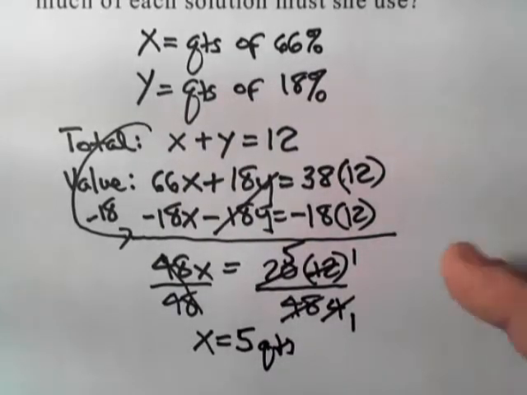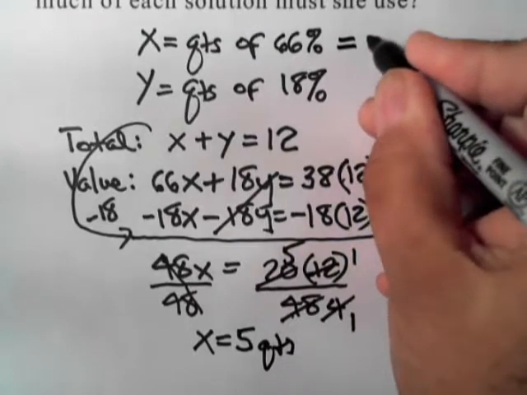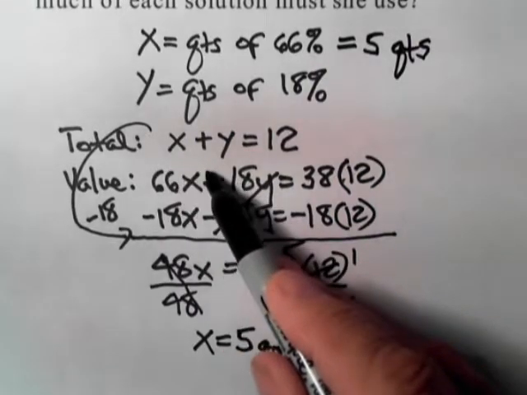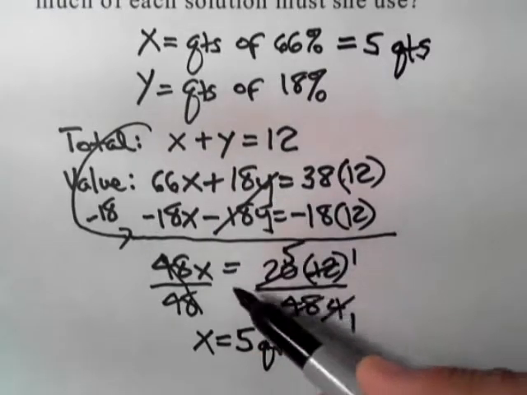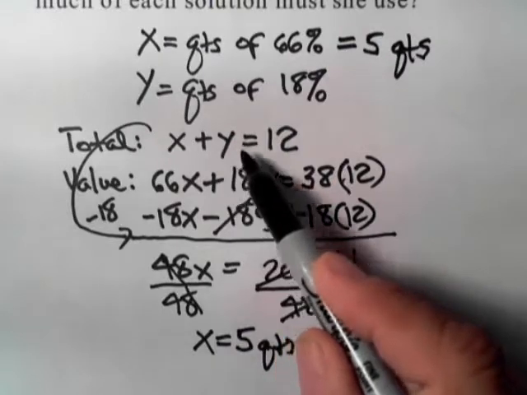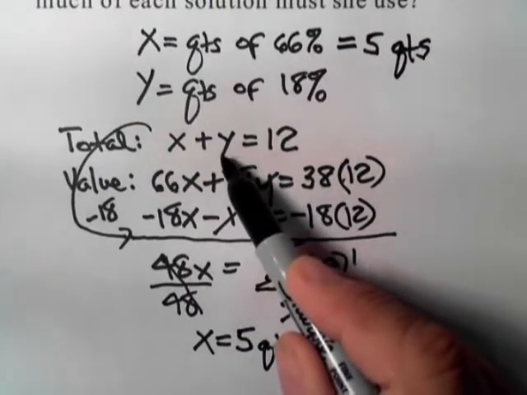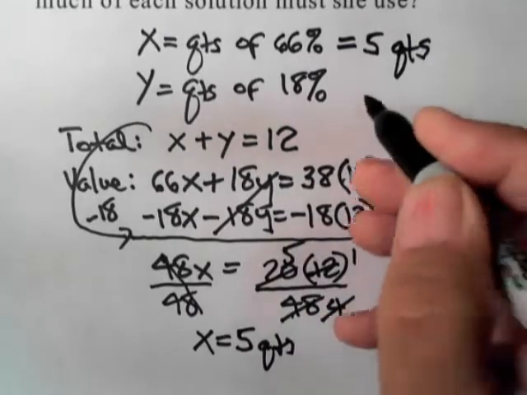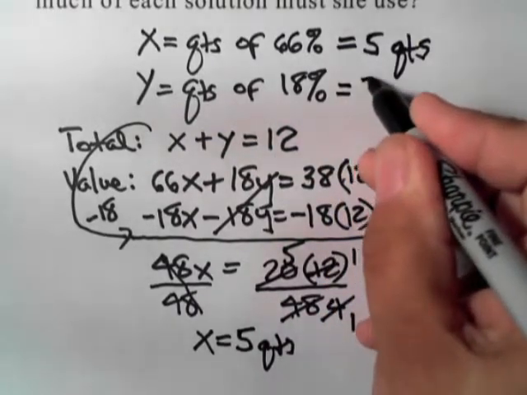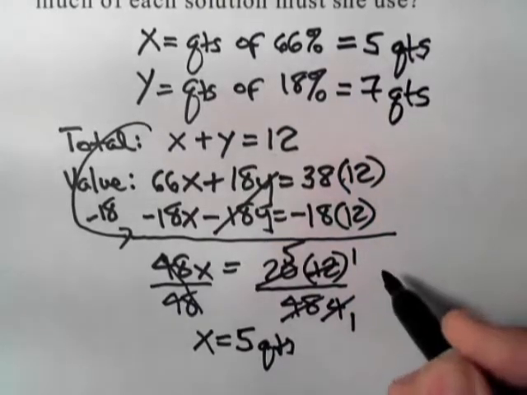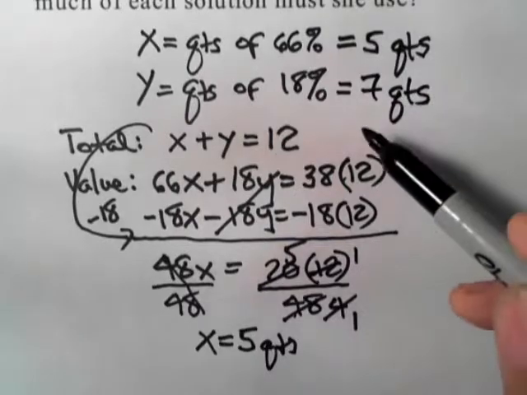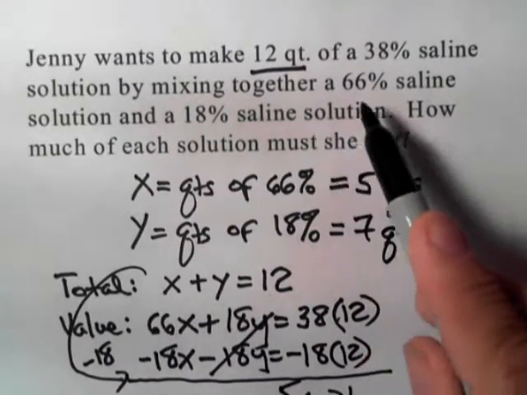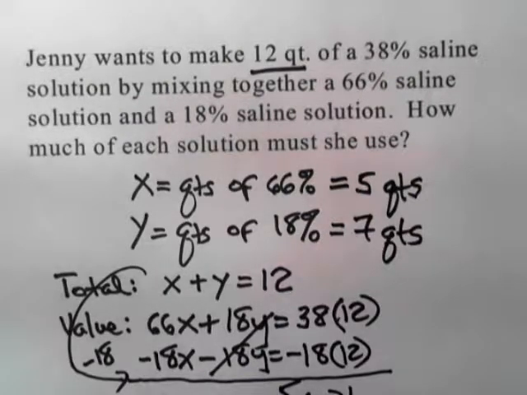Okay, so going back up to our top up here, we know that x now equals 5 quarts. Now, generally it's real easy to get y here because you have this total equation. You can do this in your head. If x is 5, what does y have to be so they add up to 12? I think y has to be 7, doesn't it? So if x is 5 and y is 7, 5 and 7 are 12. You can write it out if you want, but it's often simple enough to do that. So there we are, 5 quarts of the 66%, 7 quarts of the 18%, and what that will end up giving us is what we wanted here, the 12 quarts of a 38% solution.